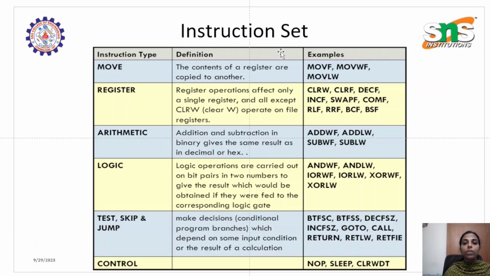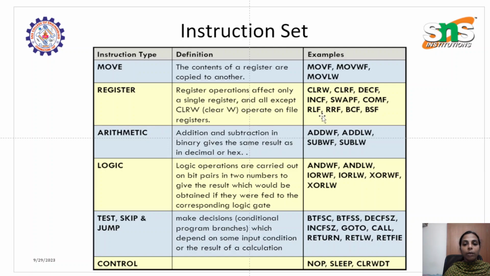The move instruction set has MOVF, where F denotes the file register, or MOVWF, where W denotes the working register and F denotes the file register. Similarly, in a RISC computing architecture, or in PIC16F877, many operations are combined together, so more operations are integrated in a single instruction.